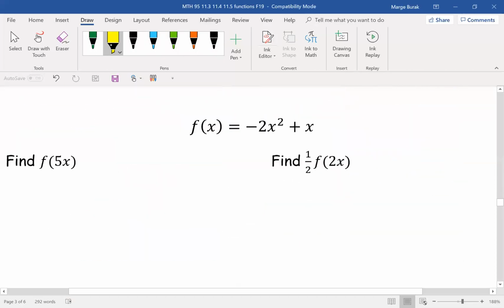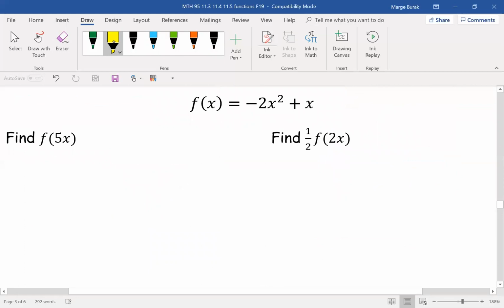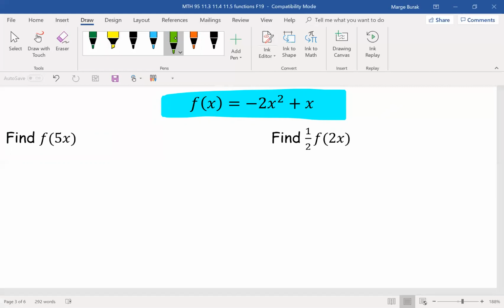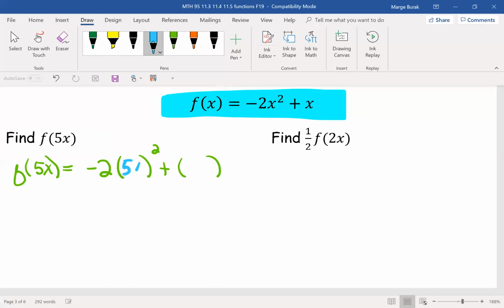Okay, I think we have the same function. And this time we're going to put in f of 5x. That's my input. So wherever my x is, that's where I'm going to put the 5x. So I'm just going to put my 5x here and my 5x here. And then I just need to follow order of operations. So I'm going to square my 5x first. So squaring the 5 is 25, and x squared is x squared.